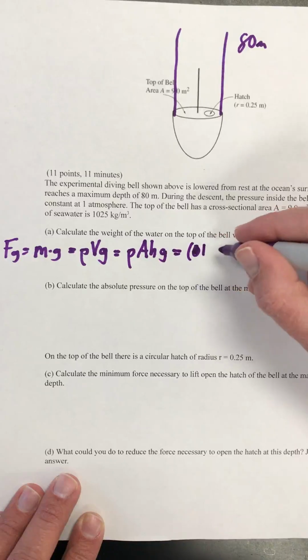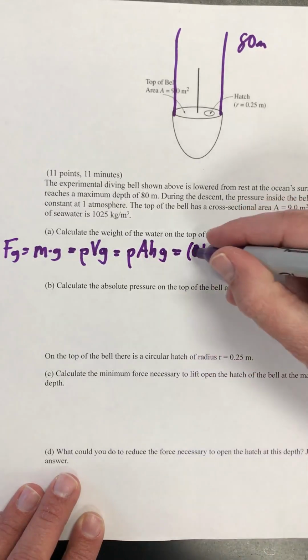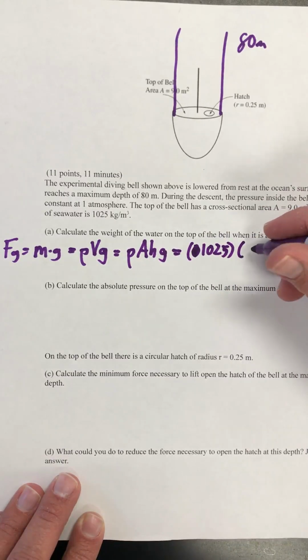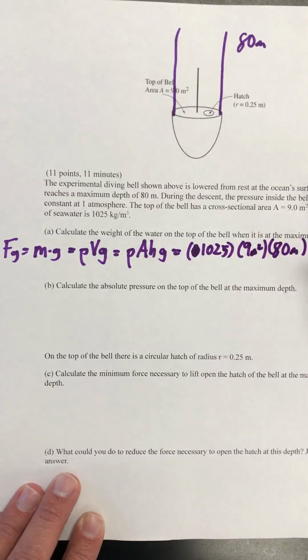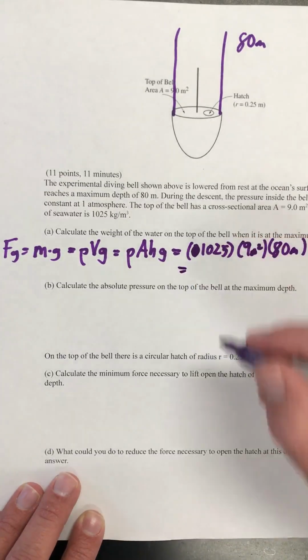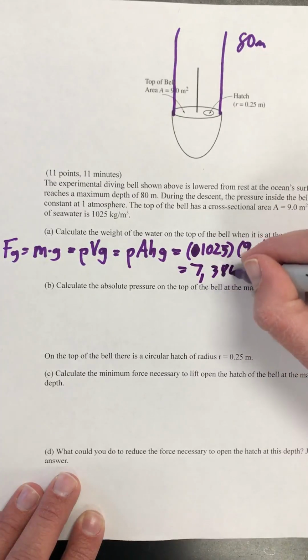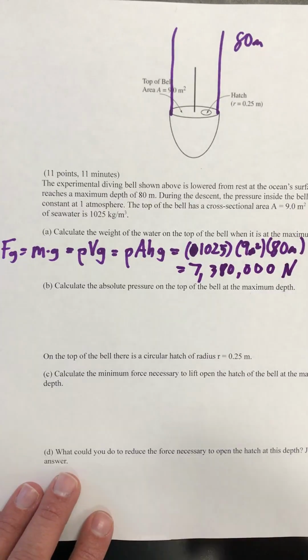The density is 1,025. They got to go and make it difficult and make it seawater there. So 1,025 kilograms per cubic meter. The area is 9 square meters. The height is 80 meters. And gravity, let's just round it off to 10 meters per second squared. And if you multiply all that out, you will get 7,380,000 newtons is the weight of that water.